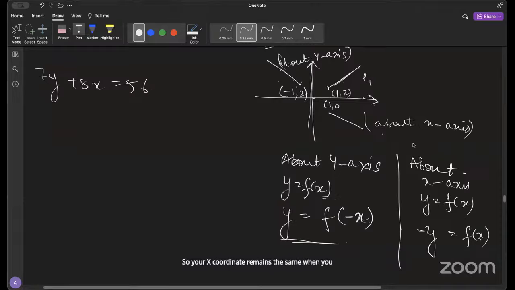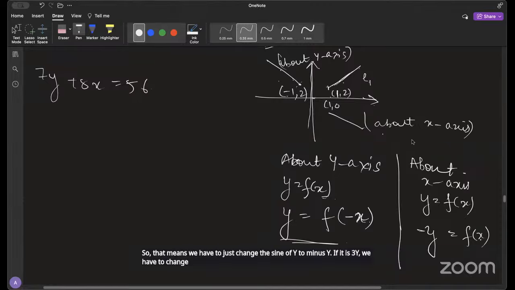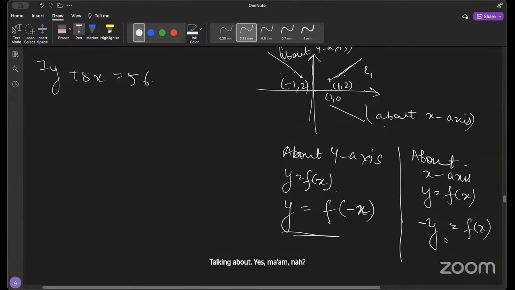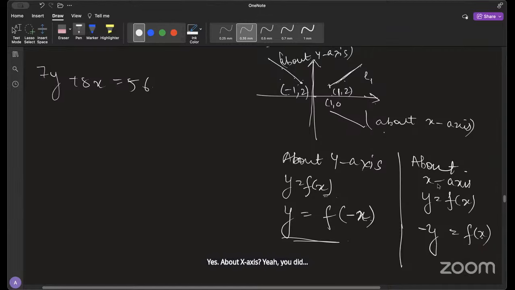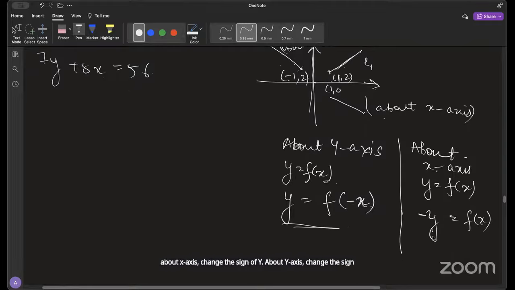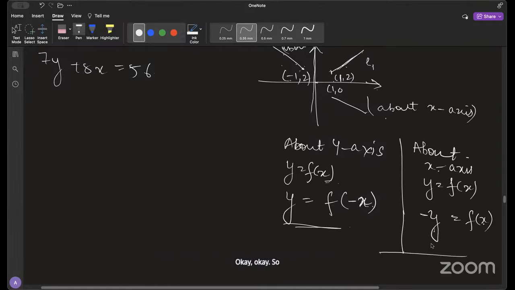That means about the x-axis, we just change the sign of y to minus y. If it is 3y, we have to change it to minus 3y about the x-axis. About the x-axis, you just change the sign of y; about the y-axis, change the sign of x. So in this question, we just have to change the sign of x.